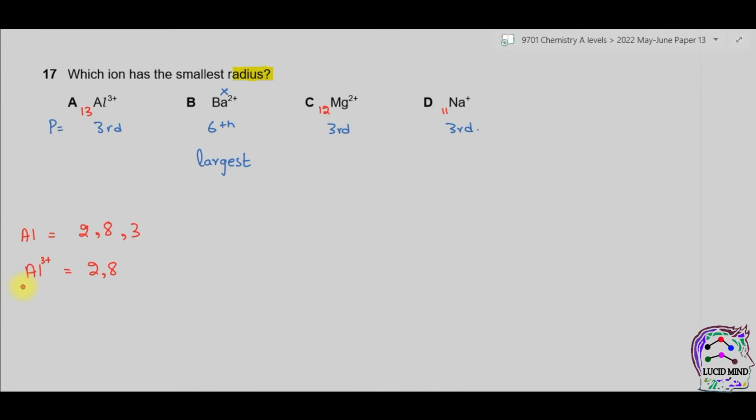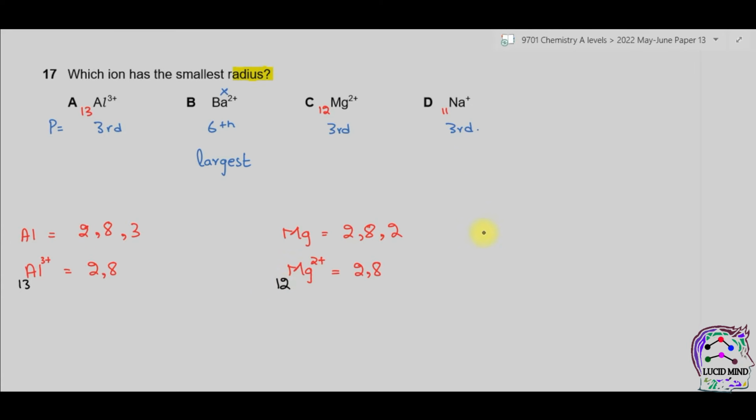And the number of protons is still 13. Second one is magnesium. So for neutral magnesium, we have 2 in the first shell, 8 in the second shell, 2 in the third shell. So when it becomes Mg2+, it will lose 2 electrons. So one shell is lost, we just have 2 shells, and the number of protons is still 12.